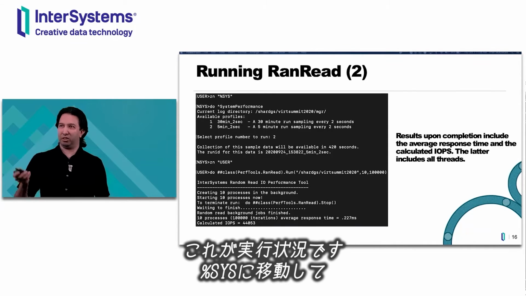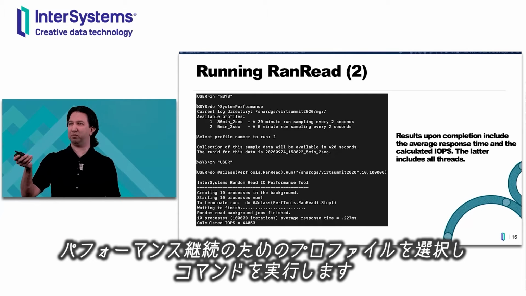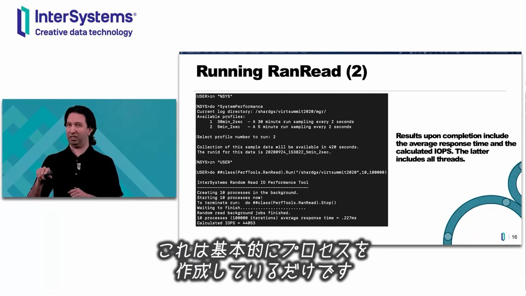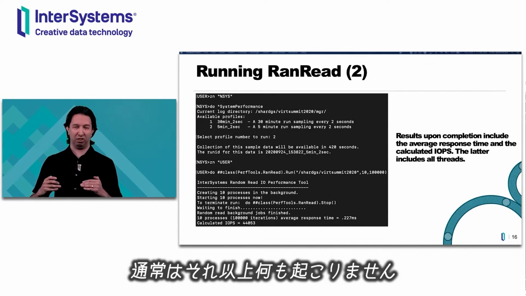Here's what it looks like. You go to %sys, pick your profile for System Performance, and then run the command. When it first starts, it'll show this creating 10 processes in the background. And it's just basically making the processes. If it hangs, that's all you'll see. It'll never go beyond that normally.